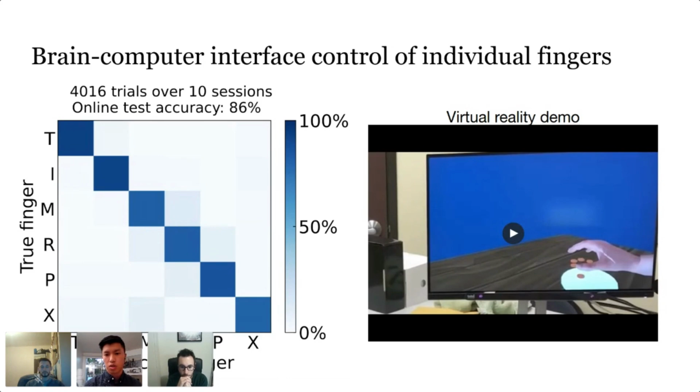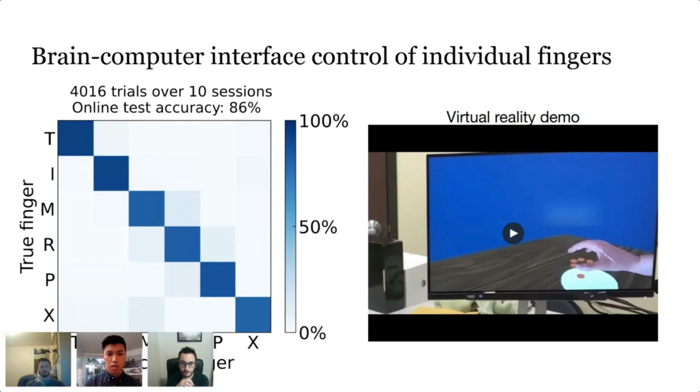And here's a confusion matrix on the left showing that the online control accuracy averaged 86%. And this is higher than any previously published work that we know of. This is also the first known result showing that PPC activity has information about all 5 individual fingers as well. So we're excited to see this.